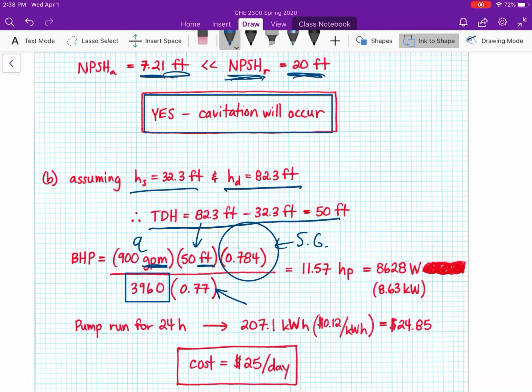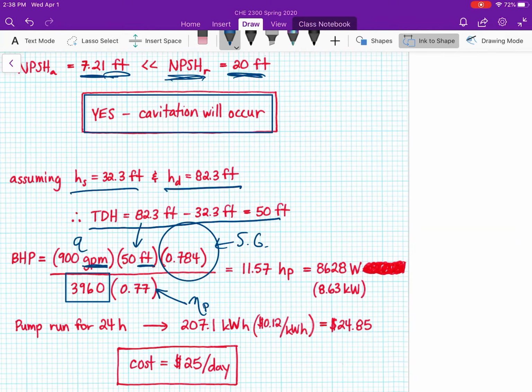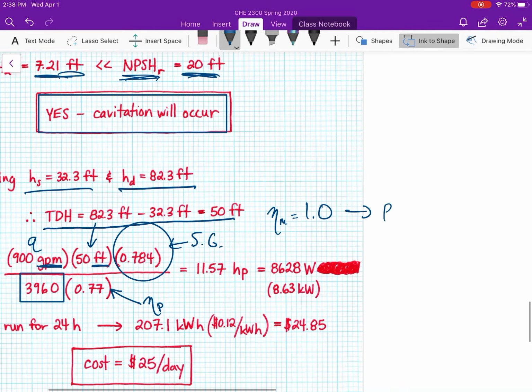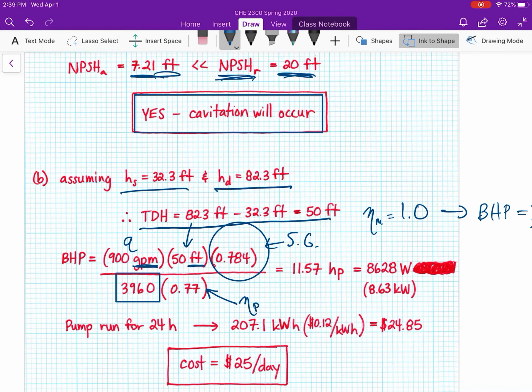Here is my conversion factor if I have plugged in all of my units correctly. And here is where one of the biggest issues popped up. This is the efficiency of the pump. What I told you was that the motor was 100% efficient. If the motor has an efficiency of 1, that implies that the brake horsepower is equal to the input horsepower, or the value that I need to use to calculate the electricity cost of running the motor, which then runs my pump.